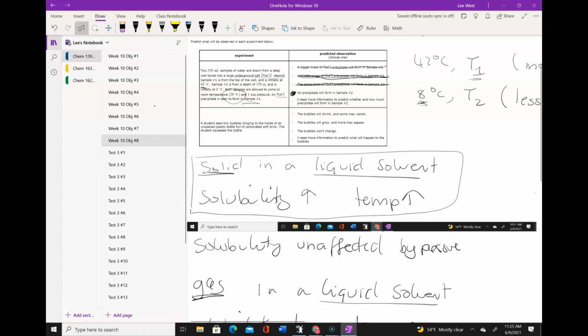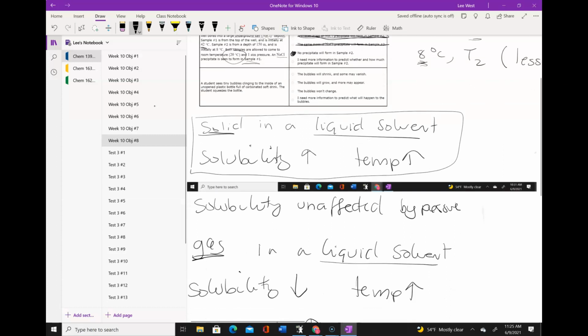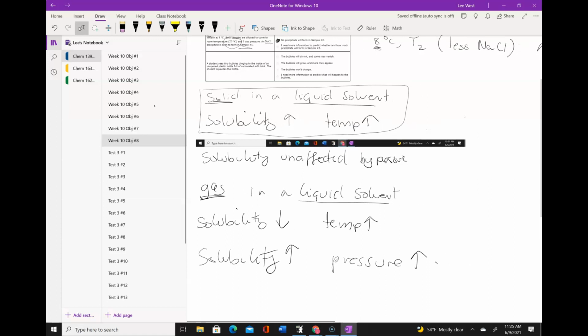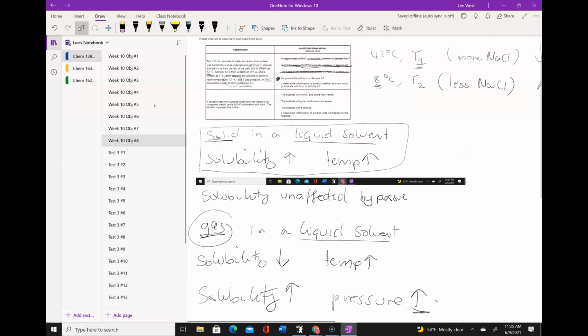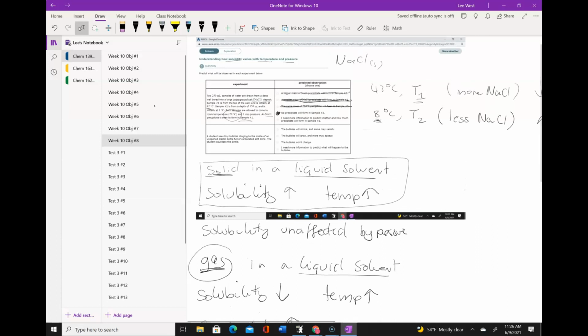All right, next one. A student sees tiny bubbles clinging to the inside of an unopened plastic bottle full of carbonated soft drink. The student squeezes the bottle. So what are you doing when you squeeze the bottle? You're applying a pressure, right? So what that means when we increase the pressure on a gas in a solvent, more gas is going to dissolve. So we would expect that the gas dissolves. So what's going to happen?